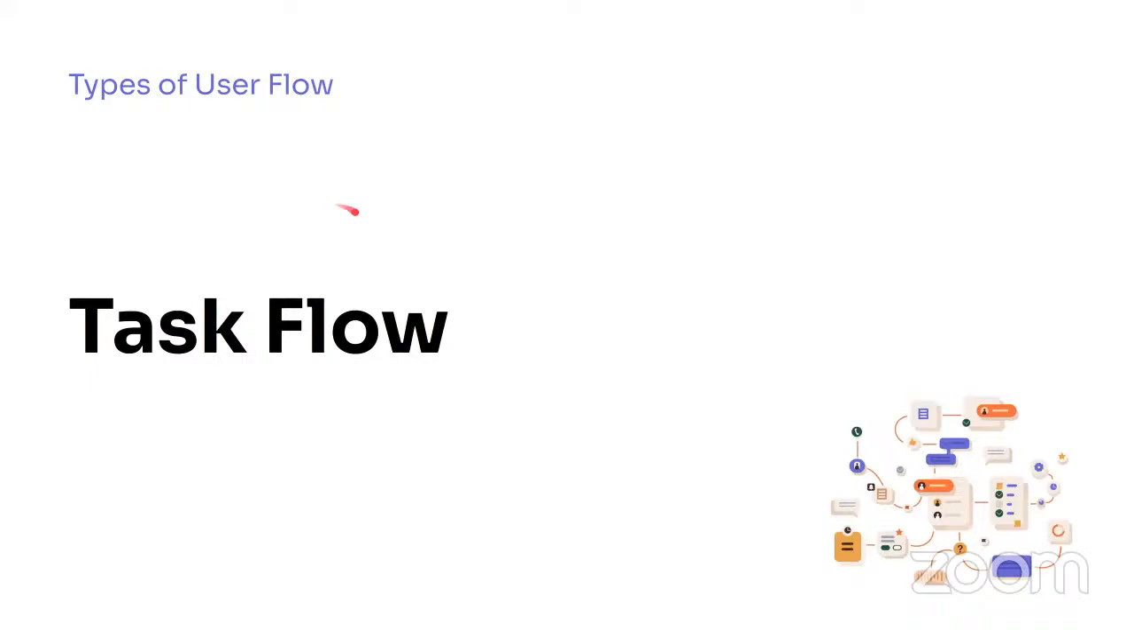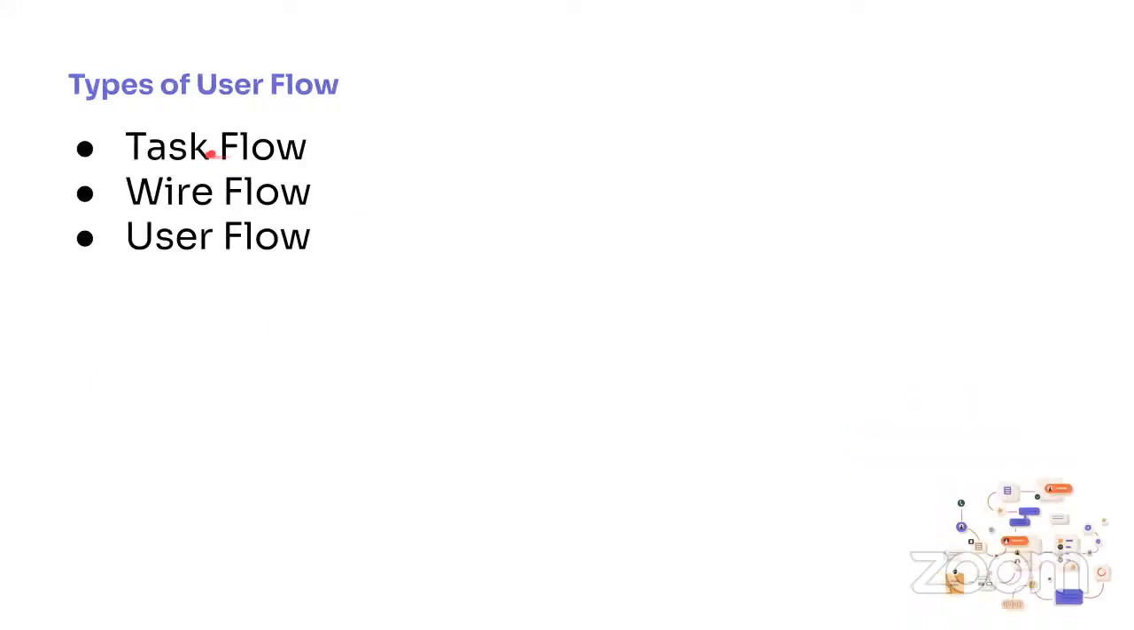Just let me use simple English. Task flow is just to show the walkthrough or the journey of doing a particular task. Then wire flow is now showing it in a more detailed way. Then user flow is now showing the journey that the user will follow throughout the website. So that's different. Task flow is just for a singular action. Wire flow is for multiple actions.